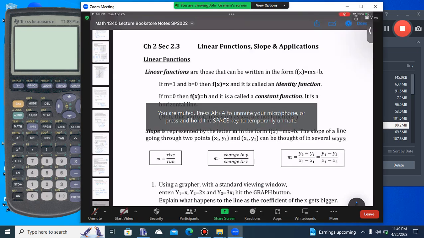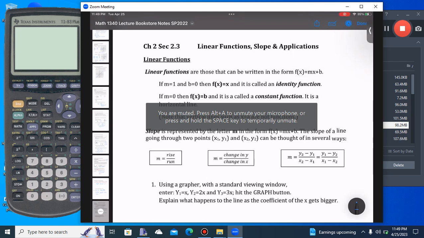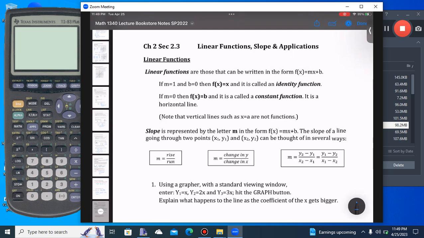Hi, this is Math 1340, and this video is going to be over section 2.3. We're going to go into linear functions, and with linear functions, we are looking at a function that has the form f of x equals mx plus b, where m is the slope and b is your y-intercept.